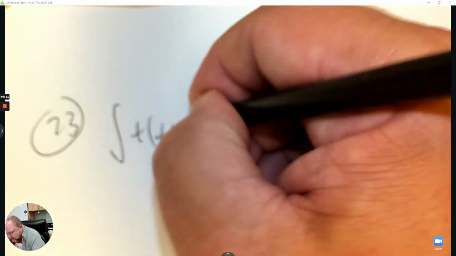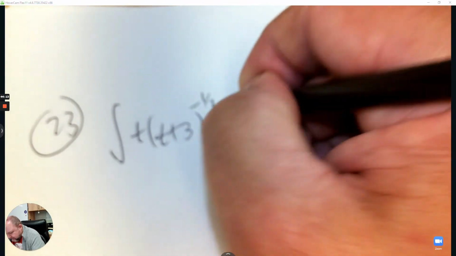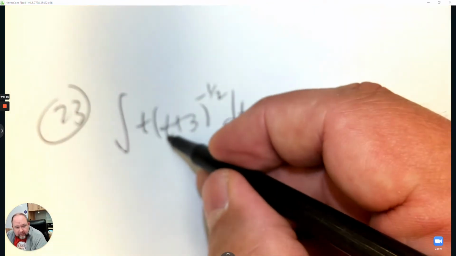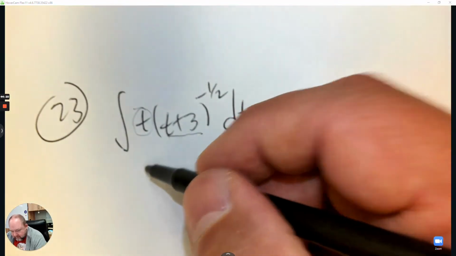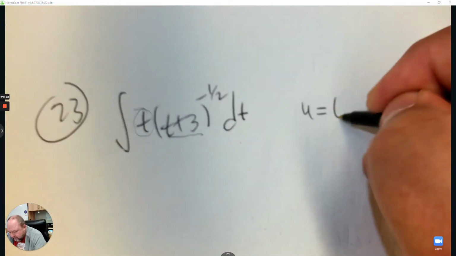Number 23. We're going to integrate. Again, I'm going to write it calculus friendly. I want you to recognize the derivative of inside the parentheses does not match what's in front. So we can't unhook it that way. We have to do the u substitution.